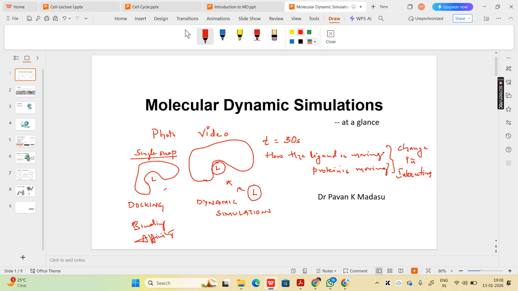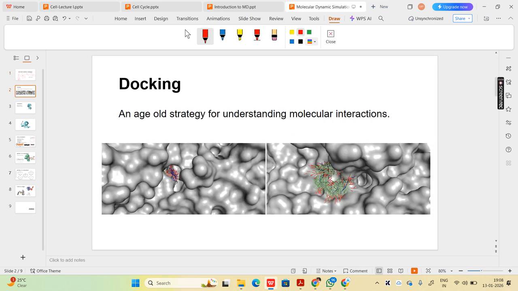I hope with this little info we can move forward. When you talk about docking, it is an age old strategy. It is very old now for understanding molecular interactions. Even though it is old, it is very significant, and even today we can publish papers just by doing docking, with a good justification of why you are doing the docking.